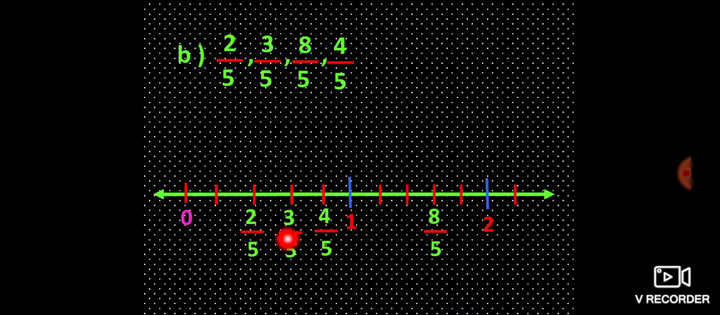That is the method of representing fractions on the number line. So watch the video again and again, then only you can understand it clearly. Okay children, that's all for today.